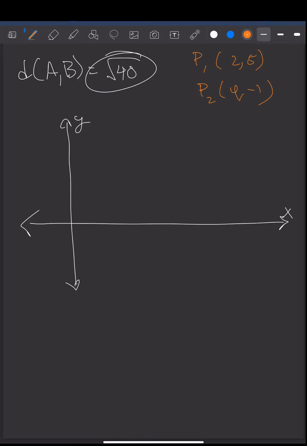Okay, so point 1 we said it was 2, 5. So 1, 2, 1, 2, 3, 4, 5. We know that this is point 1. We call it P1. And then the second point was 4, -1. So it'd be 1, 2, 3, 4 to the -1. So it'd be down here. So that would be point 2.